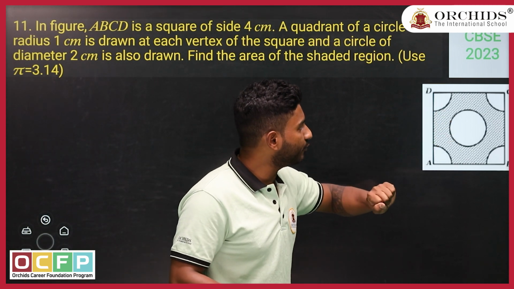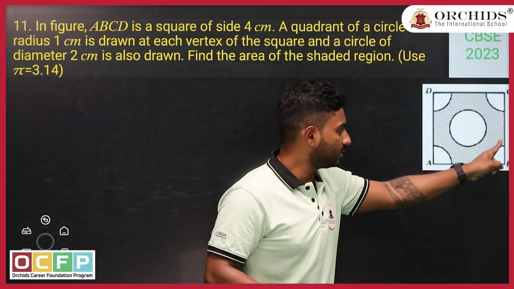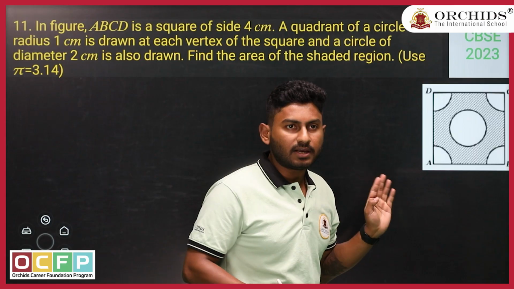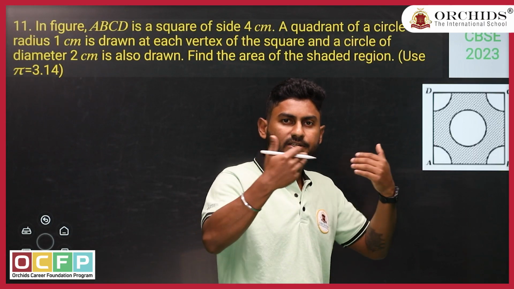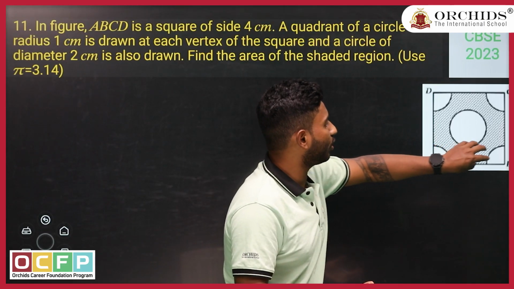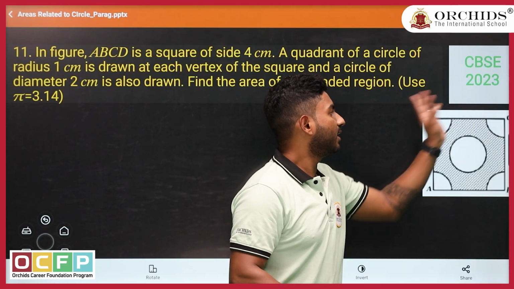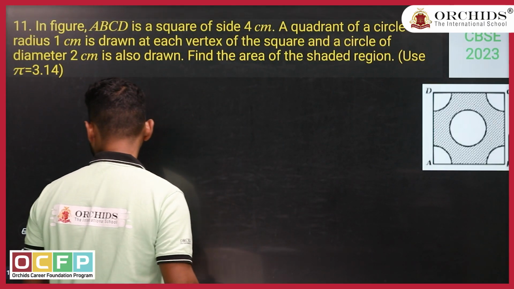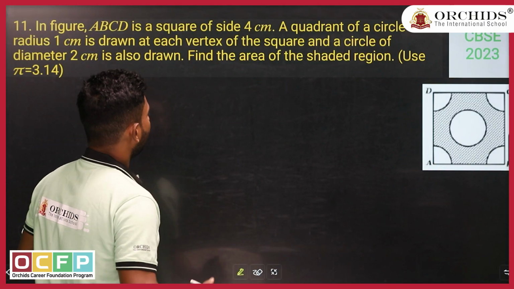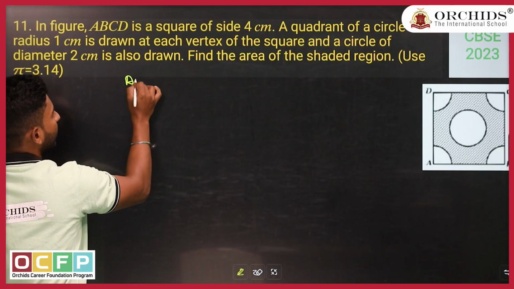Here also, if you see, here is one quadrant of the circle, this is also one quadrant, this is also one quadrant. So I have to subtract the quadrants from the whole of the square. Why not consider the whole of these quadrants combining one circle only? Let us combine this one and consider it to be one circle. Fine.